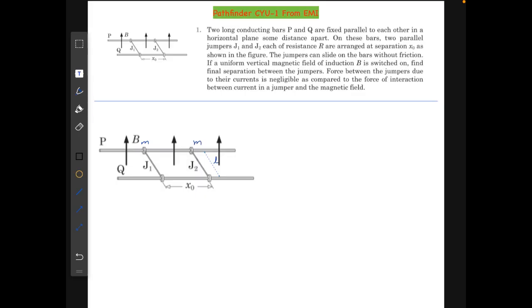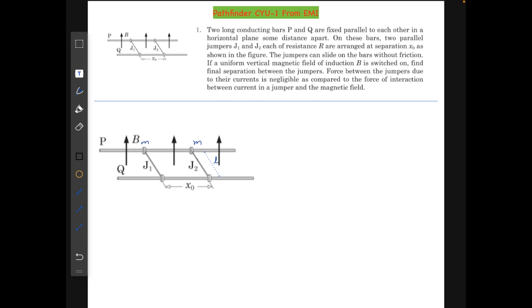So hello guys, here we have question number 1 from the check your understanding exercise of the chapter electromagnetic induction from Pathfinder. So let's start. Two long conducting bars P and Q are fixed parallel to each other in a horizontal plane some distance apart. On these bars, two parallel jumpers J1 and J2, each of resistance R, are arranged at a separation x0 as shown in the figure.